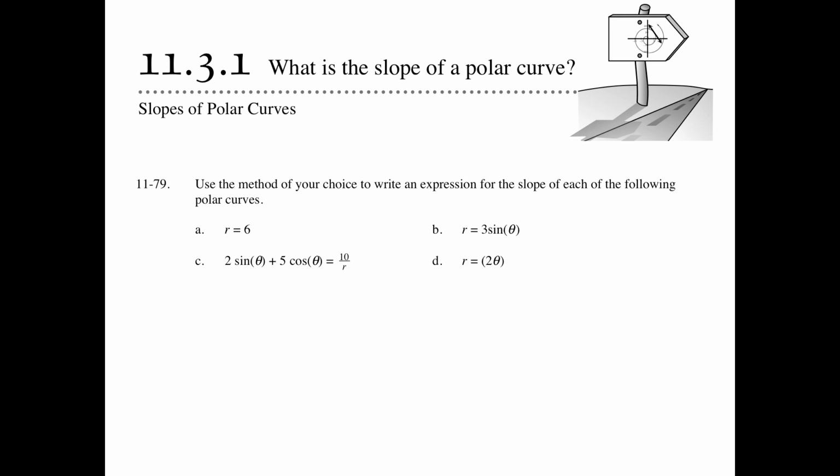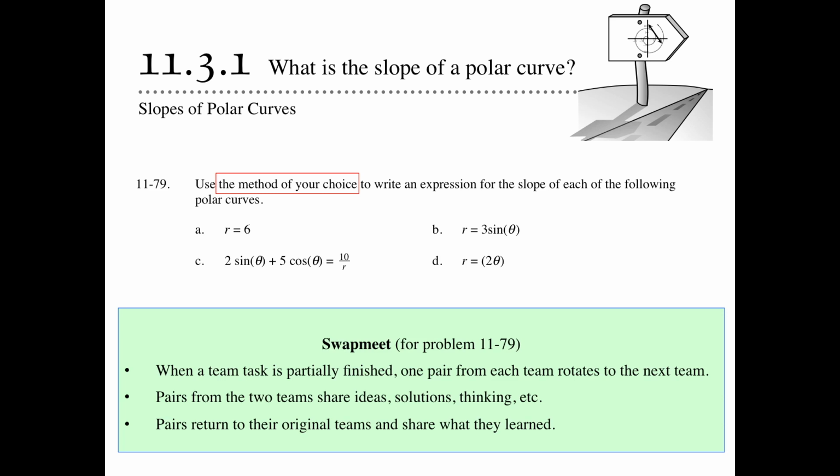The final problem in this lesson allows teams to use the method of their choice to find an expression for the slope of each of these polar curves. Because the slope of some of these polar equations in this problem set can be found using more than one method, consider using a swap meet as teams get close to completing this problem. Swap meets are when you have a pair of students from each team take their papers and rotate to a neighboring team where they share their solution strategy and then report back to their original team what they learned.